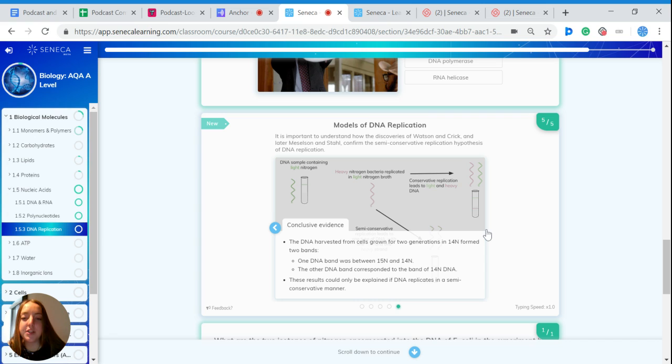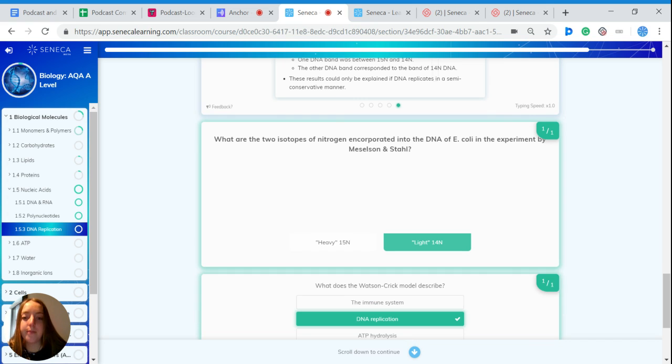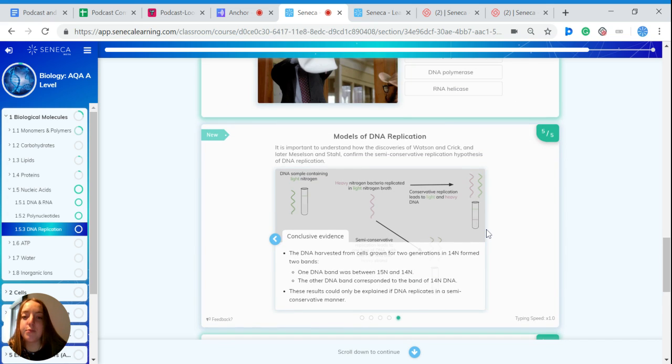semi-conservative model of replication. The DNA harvested from cells grown for 2 generations in nitrogen-14 formed 2 bands. One DNA band was between nitrogen-15 and nitrogen-14. The other DNA band corresponded to the band of nitrogen-14 DNA. These results could have only been explained if DNA replicates in a semi-conservative manner. So those experiments proved the semi-conservative replication of DNA.